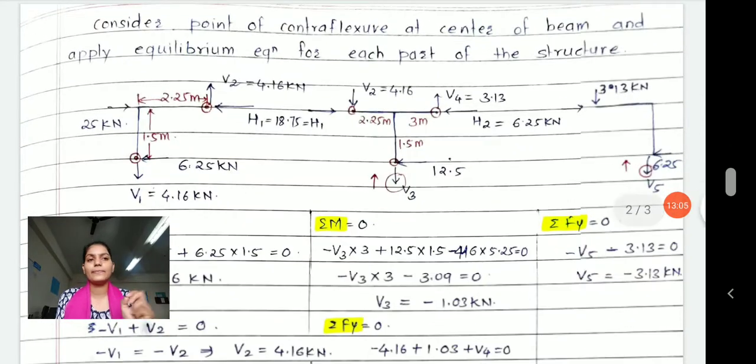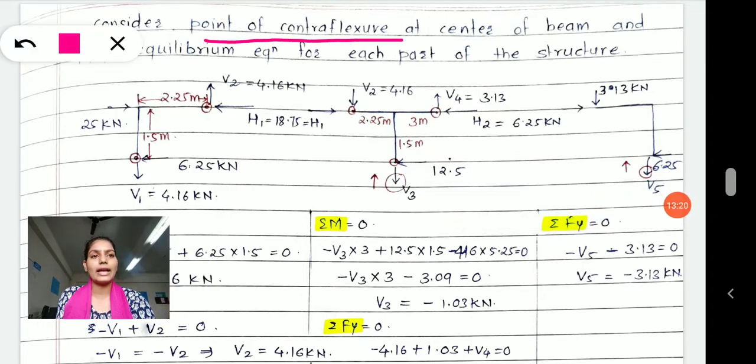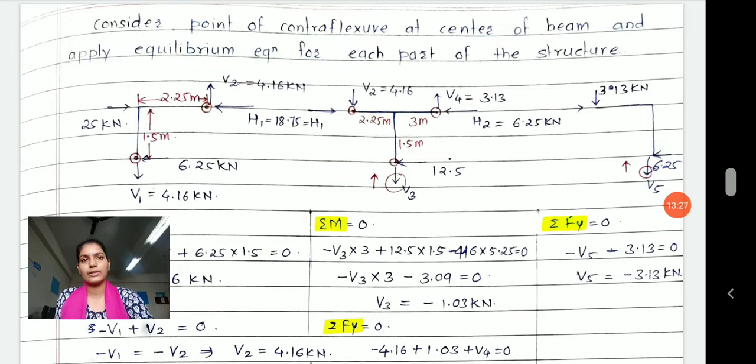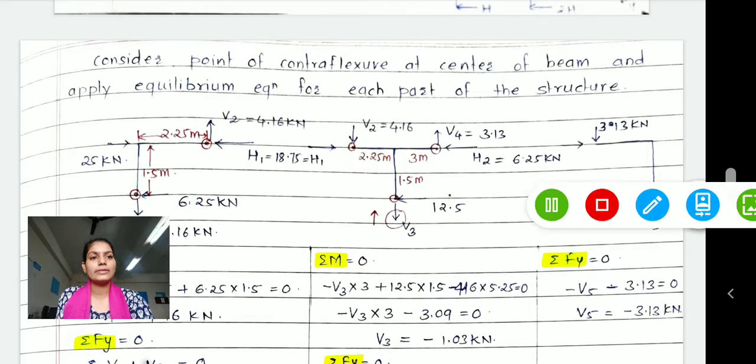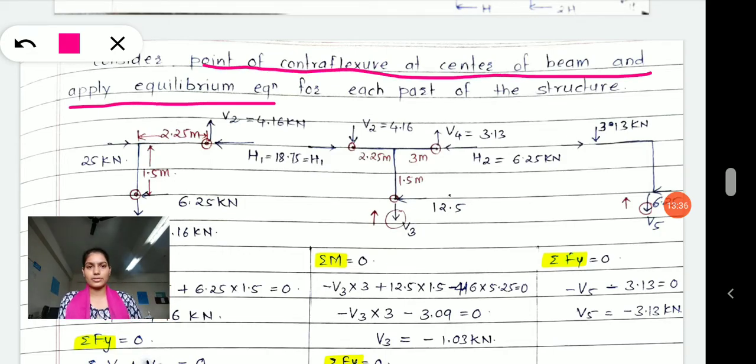Now comes the actual part of analysis. Here what we are analyzing, I have said consider a point of contraflexure at the center of a beam and apply equilibrium equations for each part of the structure. I am reading from here, you should understand.